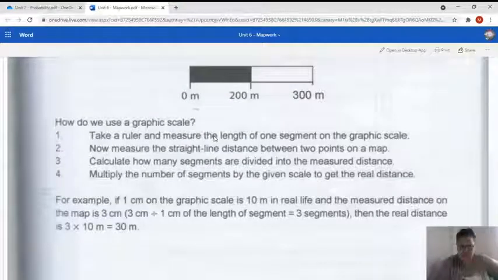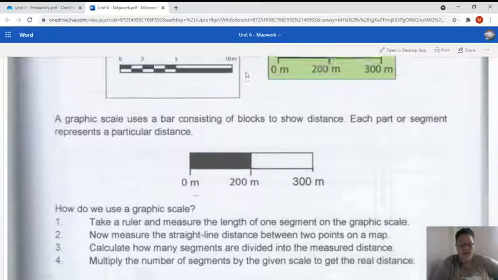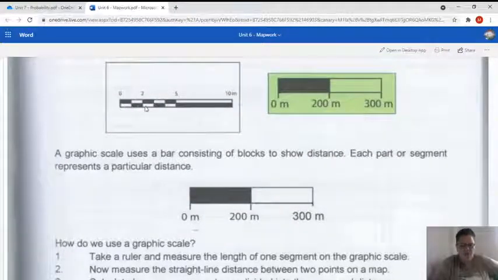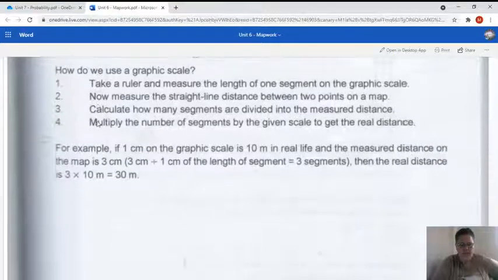How do you use a graphic scale? Take a ruler and measure the length of one segment of the graphic scale. So that would be, one segment is from here to here. Now measure the straight line distance between the 2 points, from here to here. Calculate how many segments are divided into the measured distance. We've measured from here to here, and then from here to here. Count how many segments there are. There are 2 in this one. If we go a little bit up, you will see in this one there's 2, 4, 6, 8, 10, 12 segments. So just make sure that you count your segments correctly.